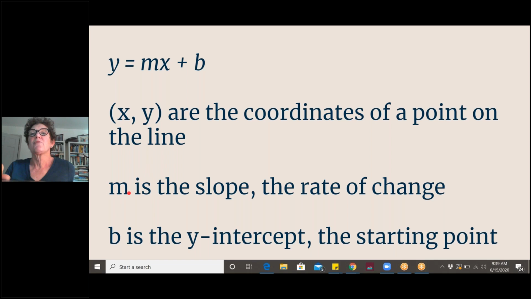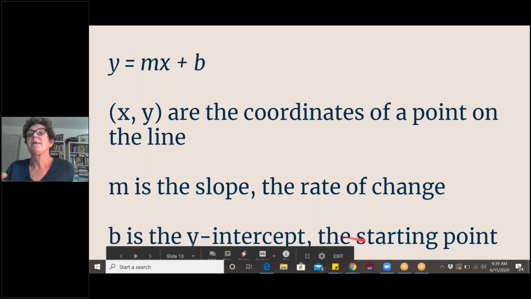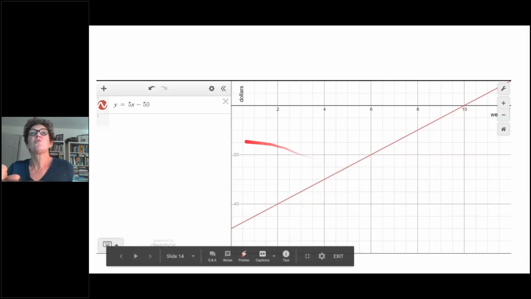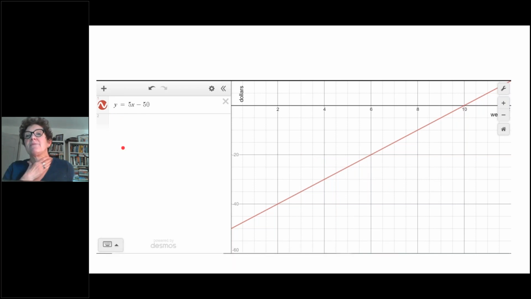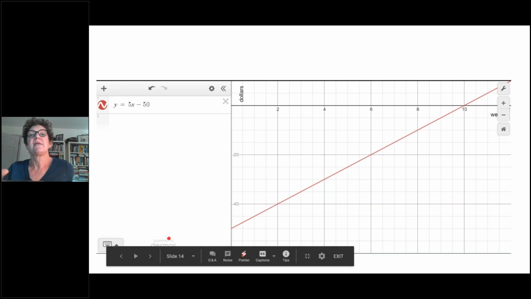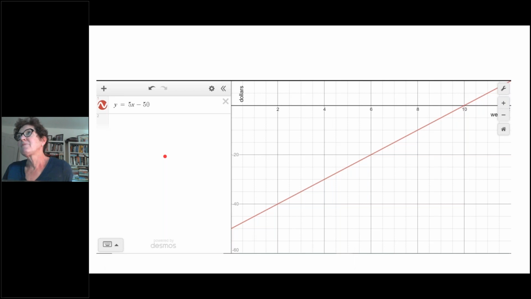So m is the slope, the rate of change. b is the y-intercept, the starting point. So here's the graph. And I made this graph with Desmos. You can see it down here, Desmos. And that you can access. It's a website that you can use on your computer. It's also an app you can use on your phone. It's very easy to use. They also have some videos that explain how you use it. And we're going to play with it a little bit here in a minute.